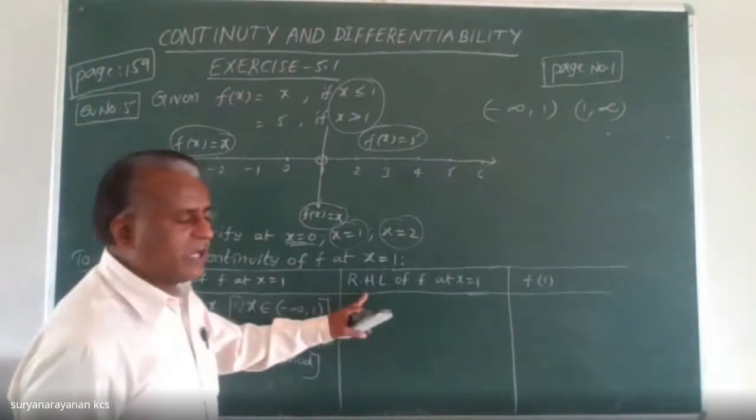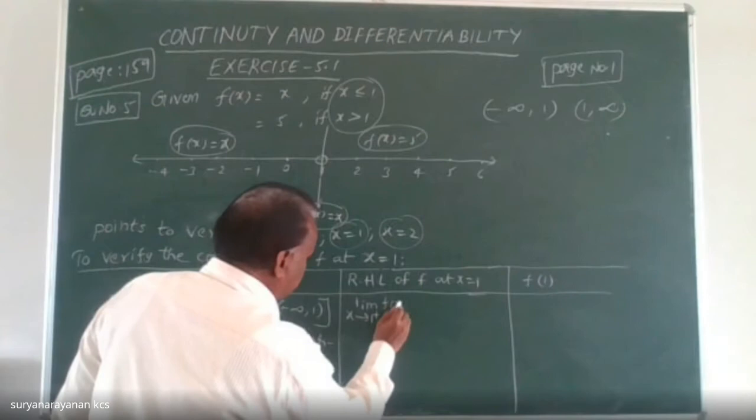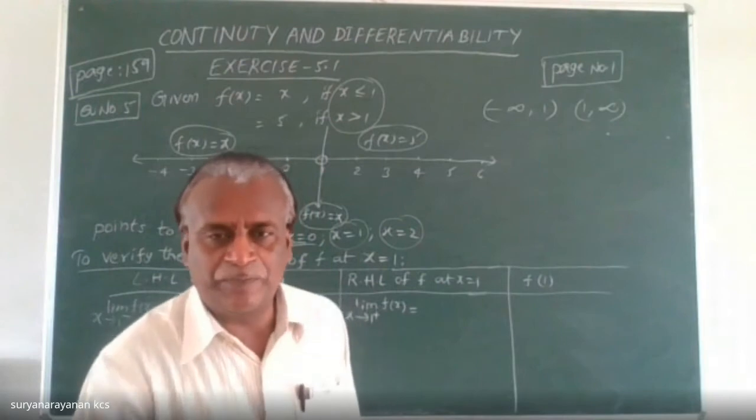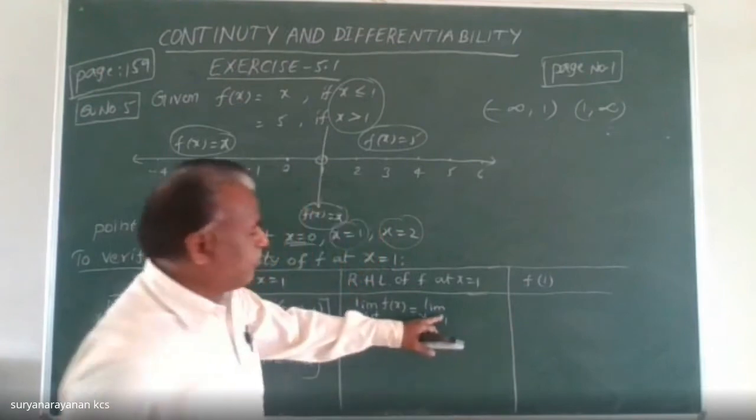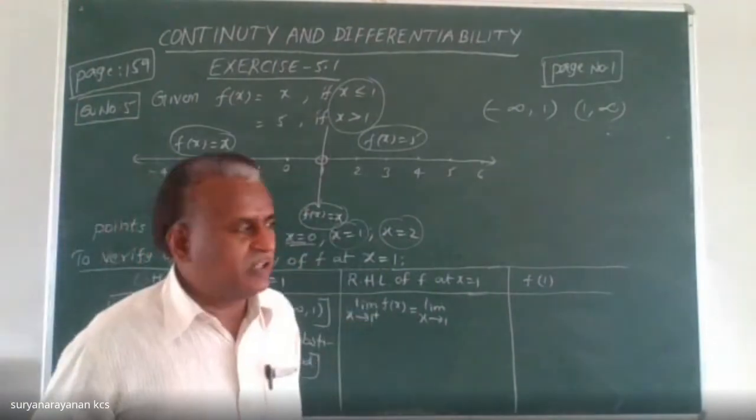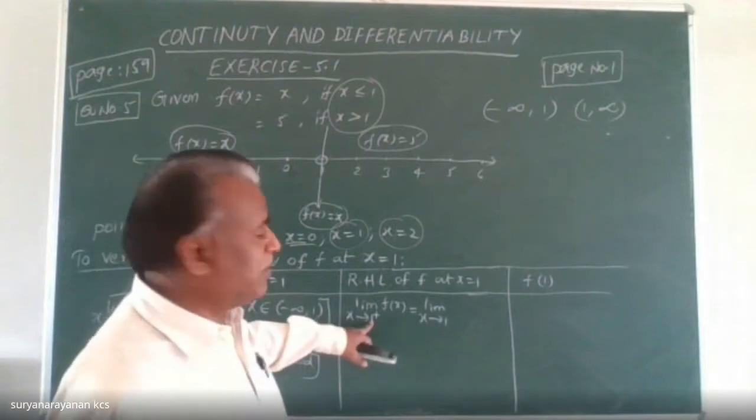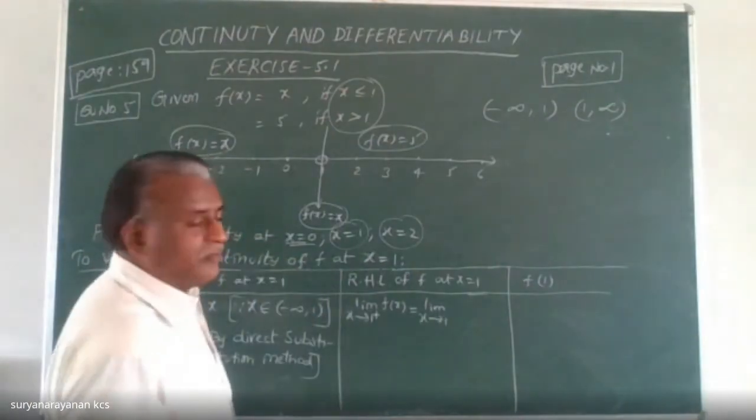Now come to this right hand limit. As x tends to 1 plus, limit f of x means the right side of point 1. Here there is no need to write 1 plus, and here also no need to write 1 minus, because we decided what the function is in this interval. Now tell me, if x is greater than 1, what is f of x? 5. Five.